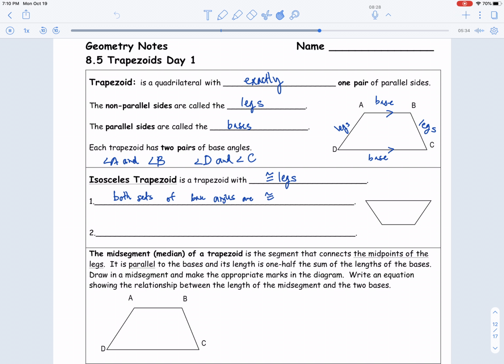Meaning that you can have two sets of different numbers, but you'll always have two angles that are congruent to each other in an isosceles trapezoid. And also, like the rectangle, it has diagonals that are congruent to each other.